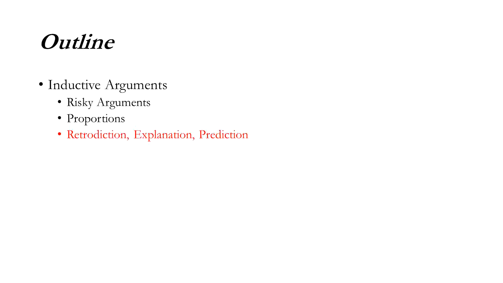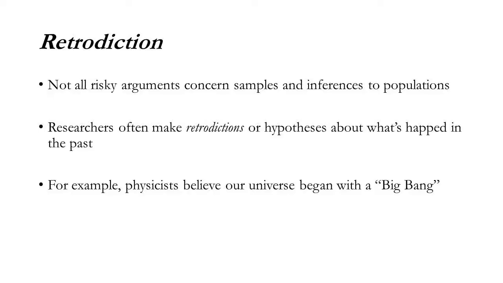Now, all this, especially the scientific motivation behind it, is in the service of a general project that consists of 3 parts: retrodiction, explanation, and prediction. Not all risky arguments concern samples and inferences. Researchers often make retrodictions, or hypotheses about what's happened in the past. For example, physicists believe our universe began with a big bang.